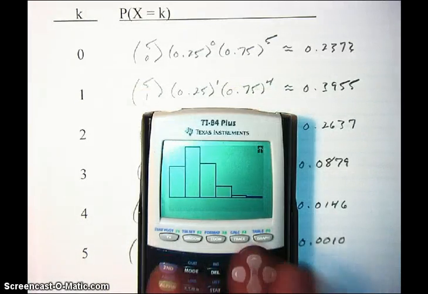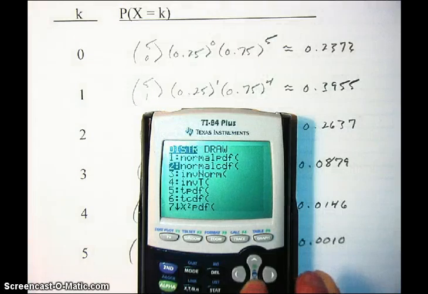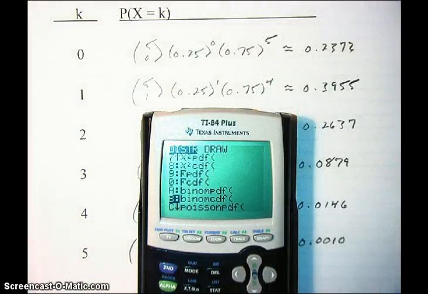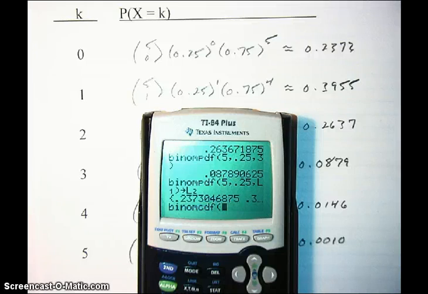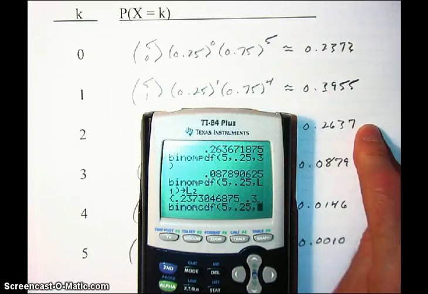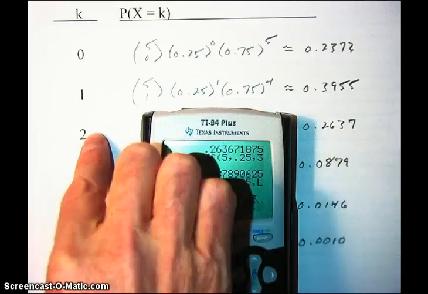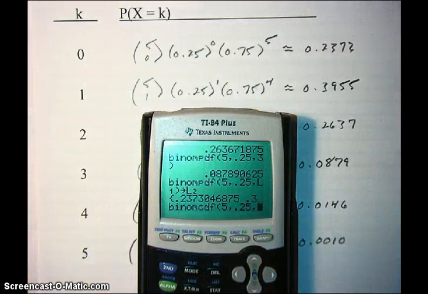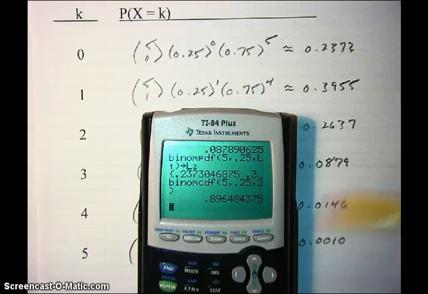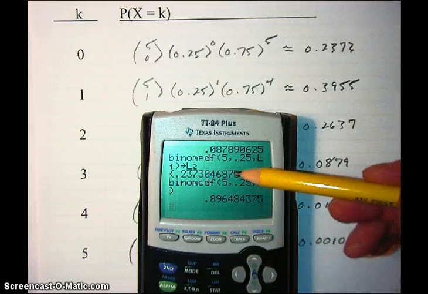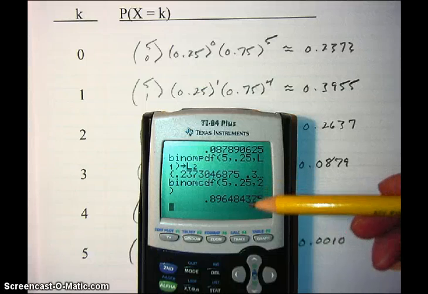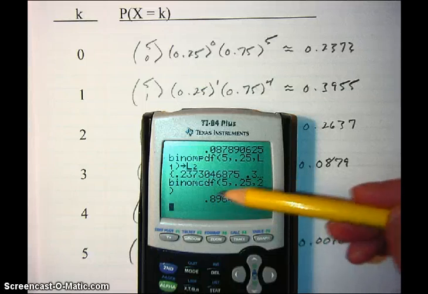And so you go second vars and then go down just below binomial PDF is binomial CDF, and then you put in your N, your P, and your K. For instance, say we want 5 trials, 0.25 probability of success on a trial, and we want to add up these first 3 probabilities, the probabilities up to and including k equals 2. You put in 2 in there, and it calculates the sum of those 3 directly. Now when you're working with large values of n and maybe large values of k, this is going to be very useful because it saves you a lot of time.